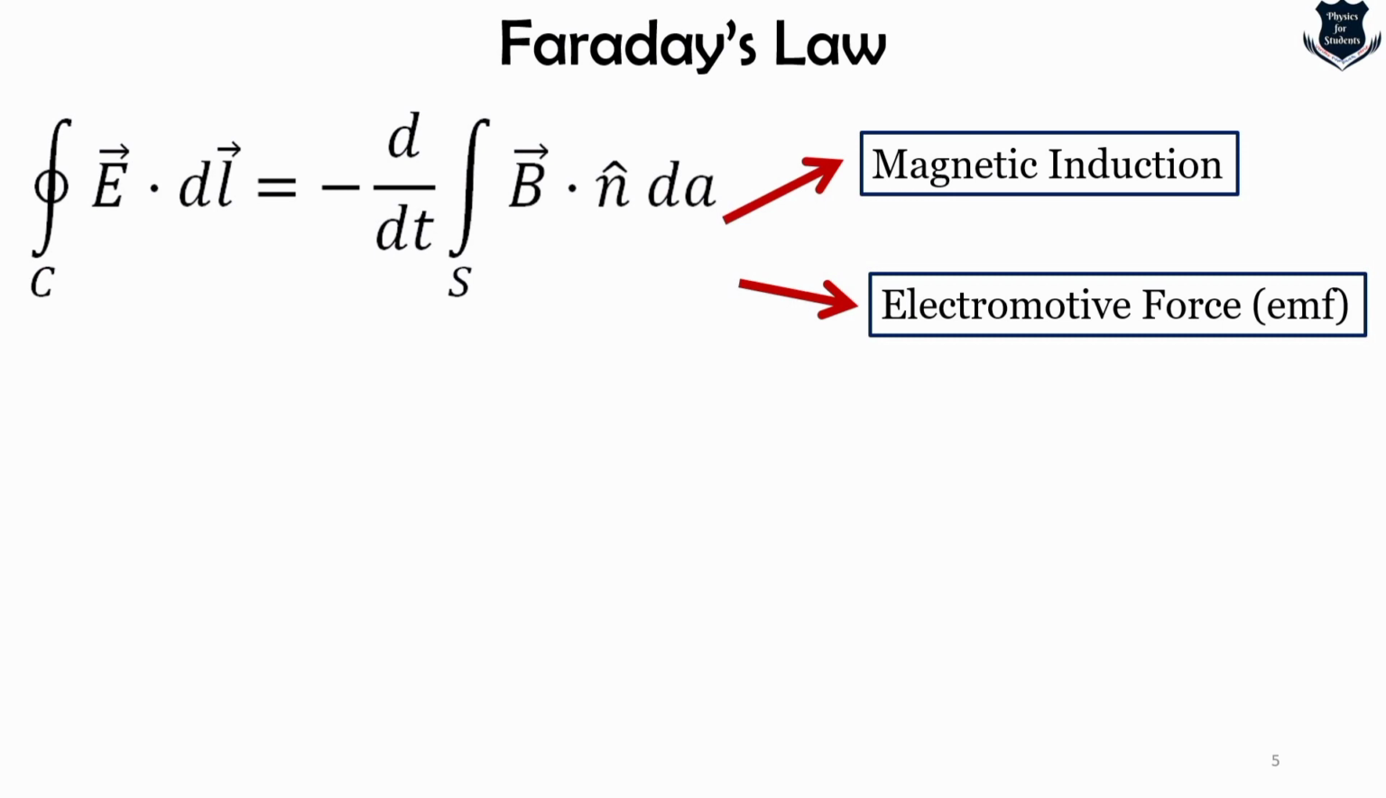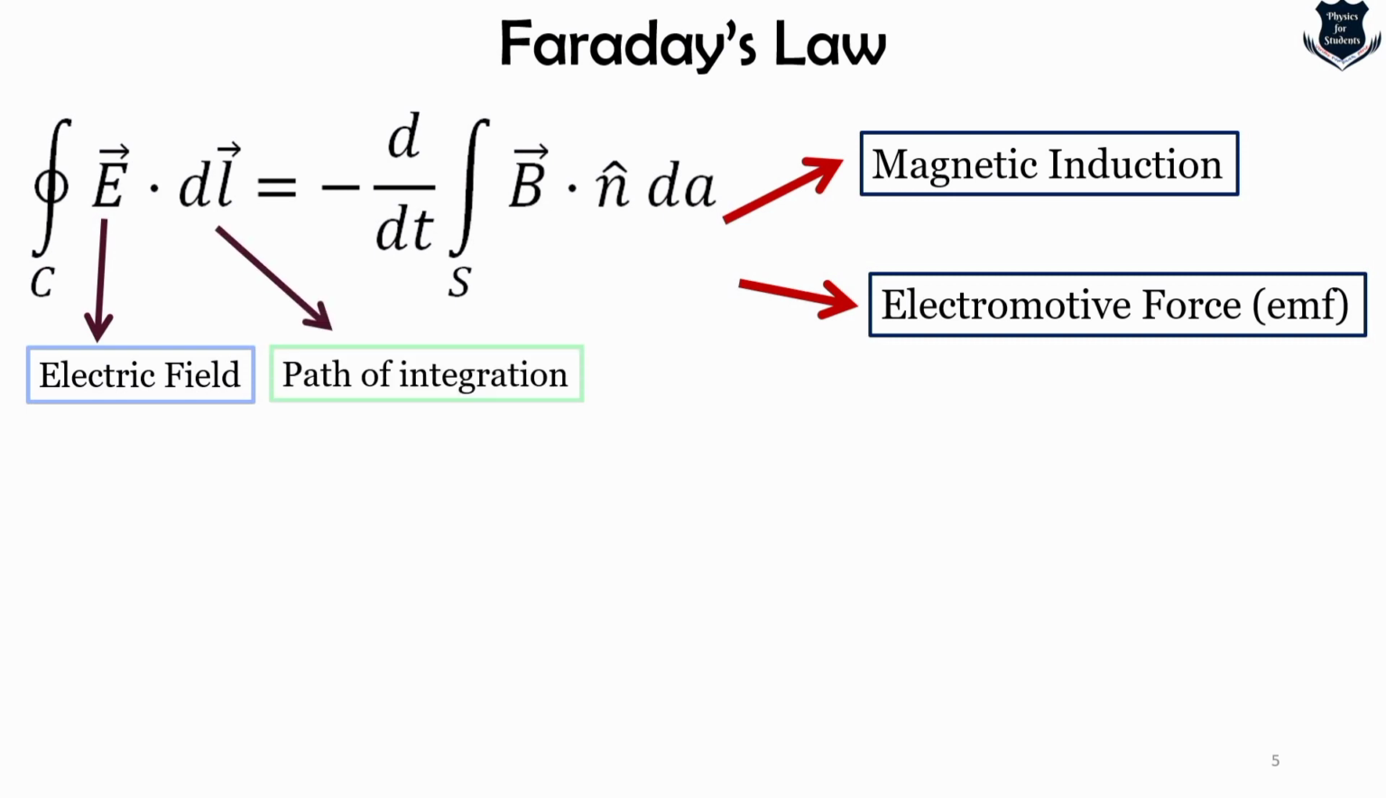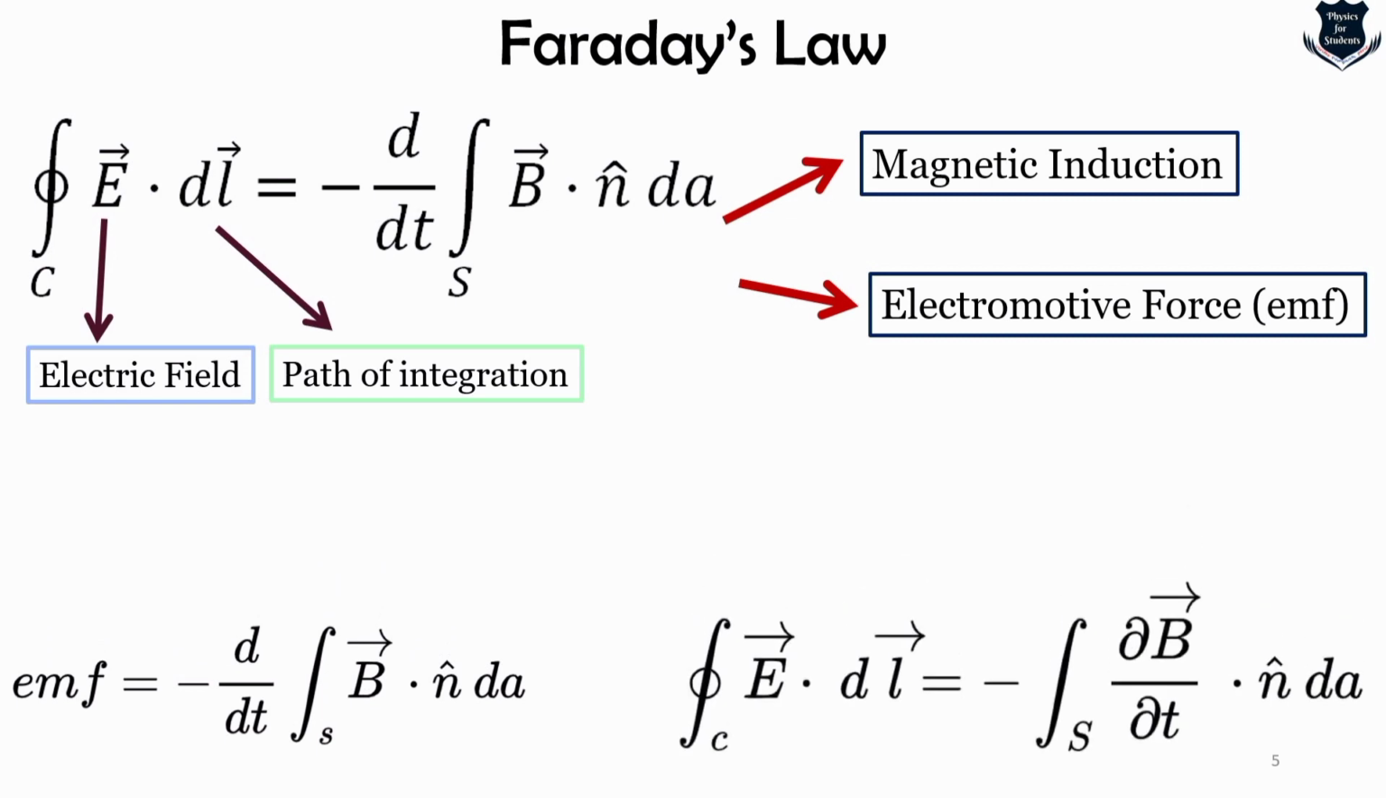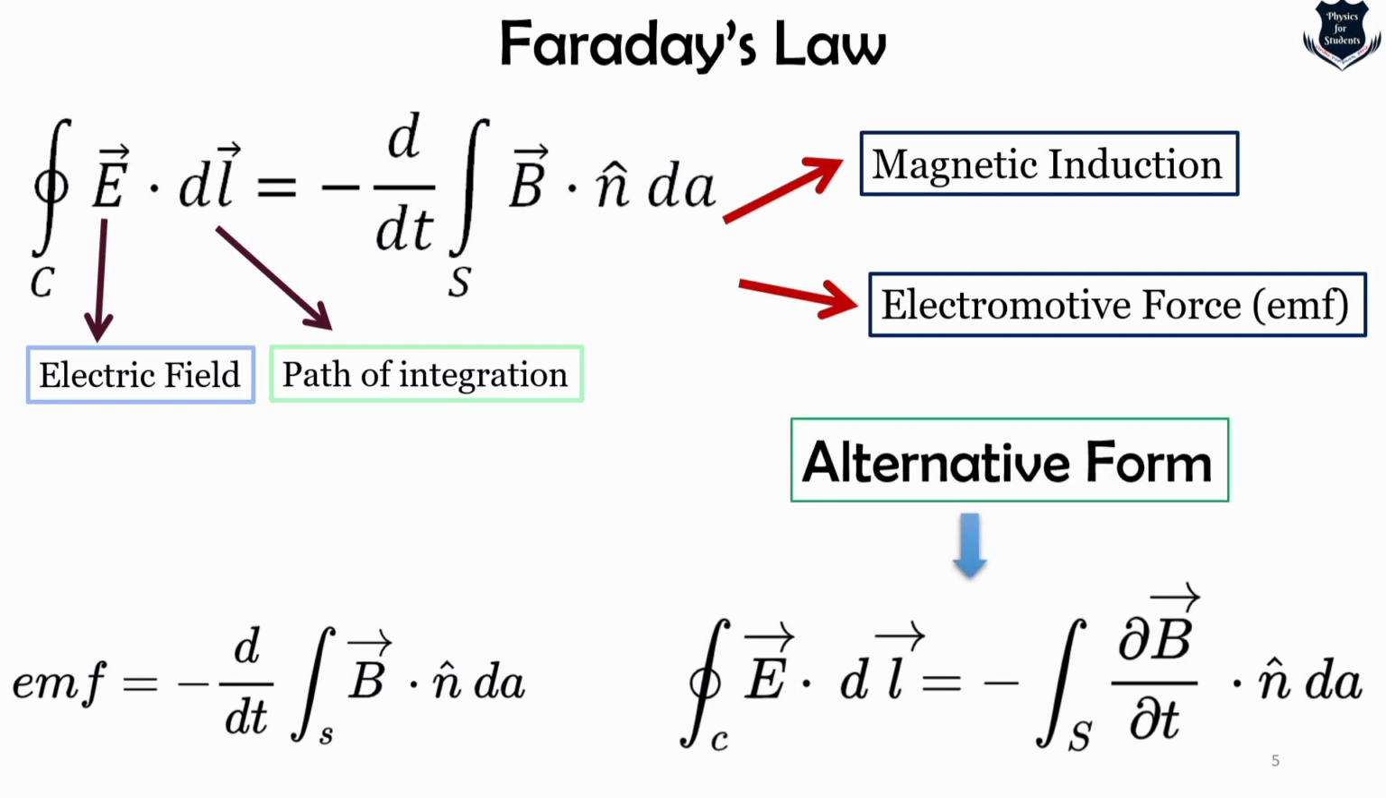This means that this common version which you see right now on your screen of Faraday's law is very much correct, only with the caveat that E represents the electric field in the rest frame of reference and dl means the path of integration. Now, a version of Faraday's law that separates these two effects, I mean to say magnetic induction and motional electromotive force, is something called the flux rule, and this one. Now, this is the alternative form of Faraday's law.